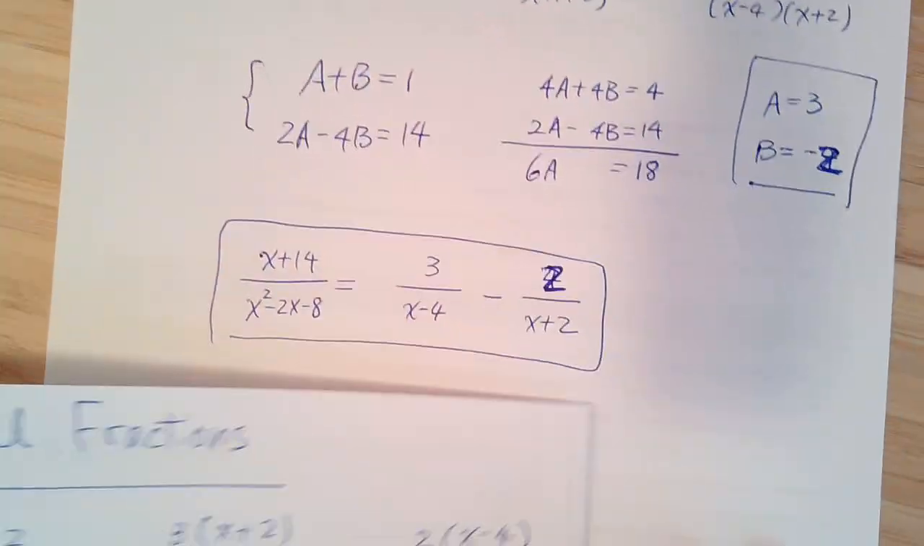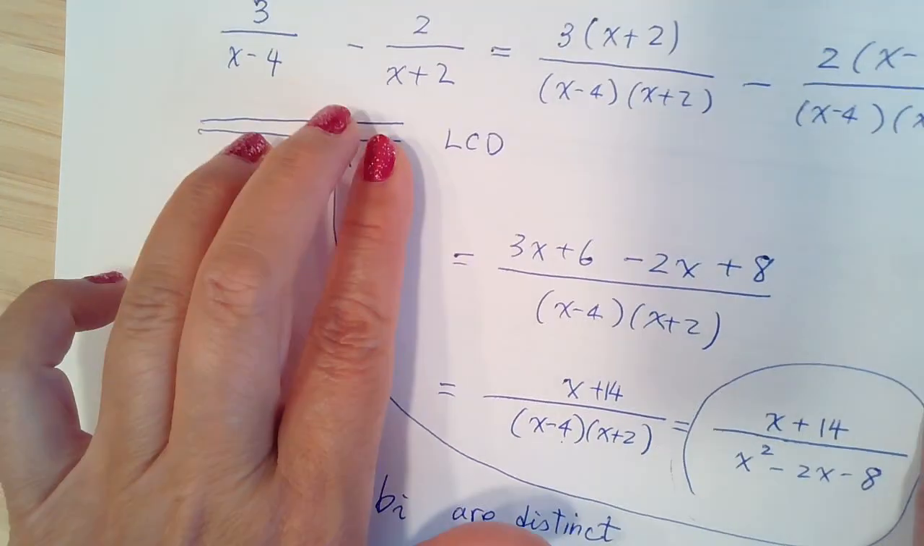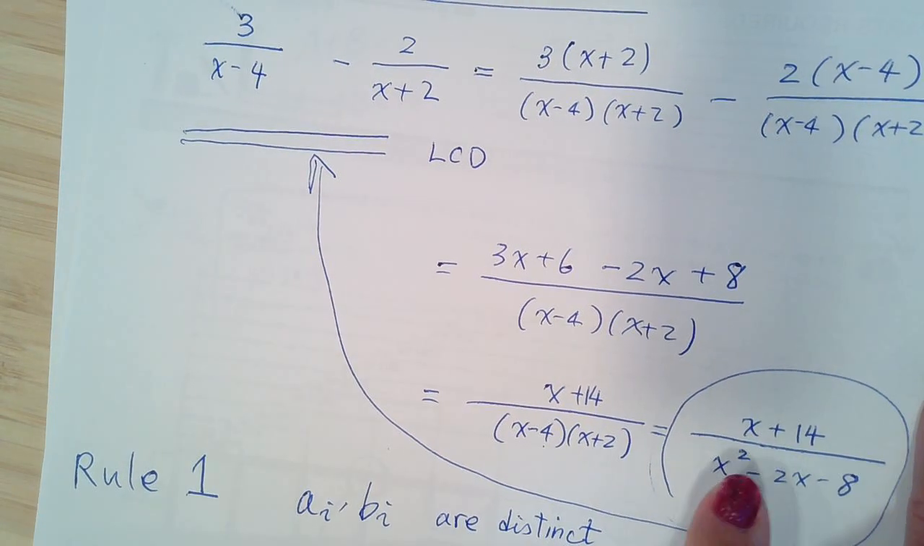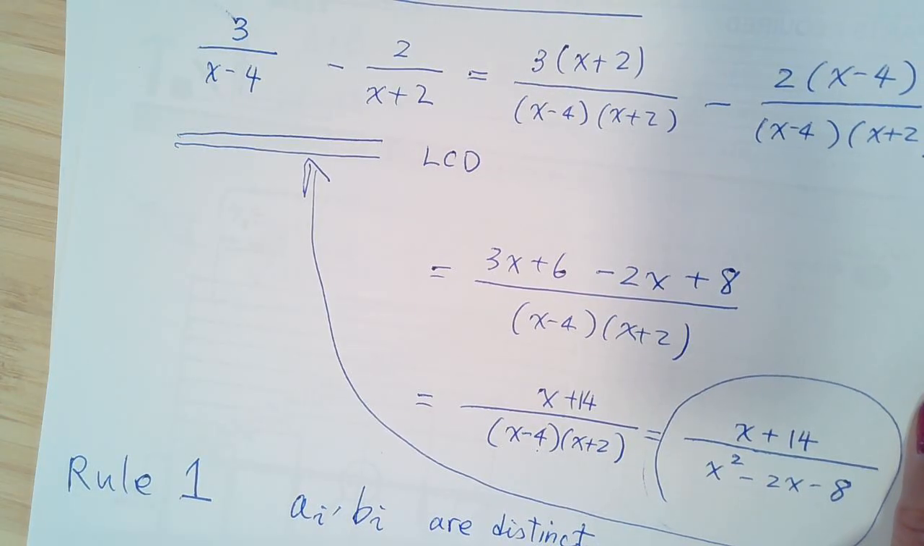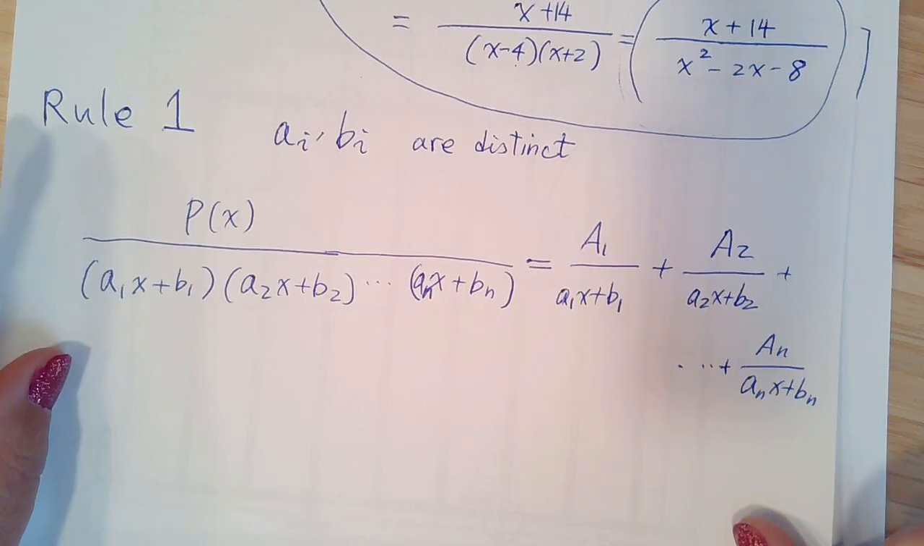Okay, so you see that we learned how to get from here to here. That's what we did a while ago. Now we know how to break this back from here to here. We are doing the partial fraction decomposition. So that is rule number 1.